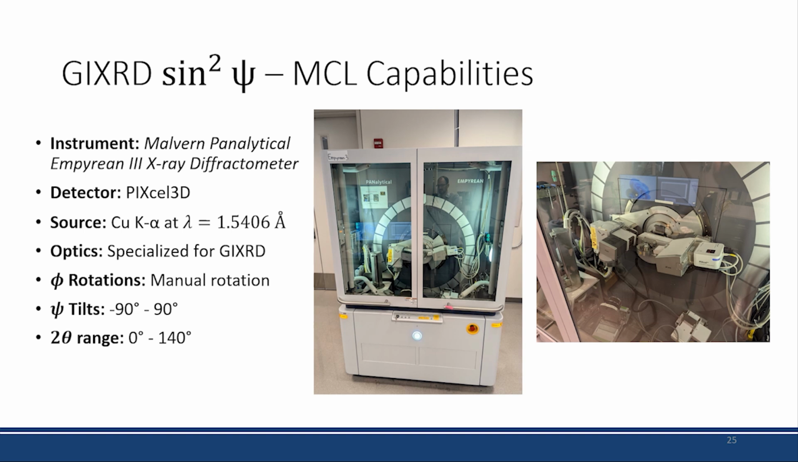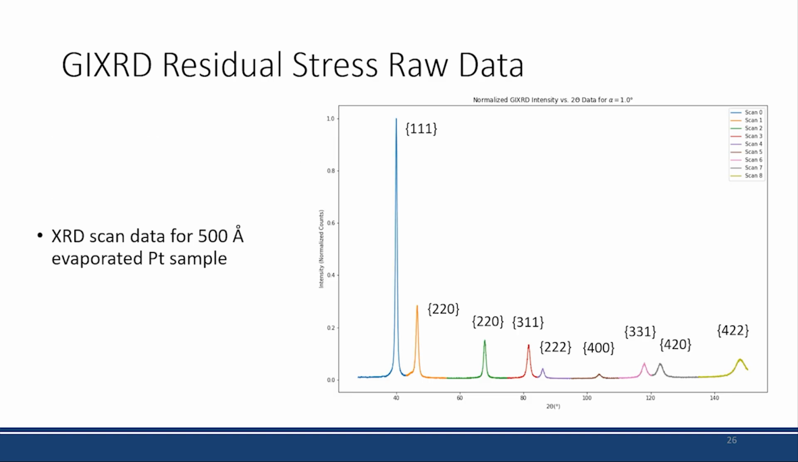And if you look at this picture on the right, you can see it's pretty robust in terms of how far it can turn in 2 theta. I've taken this all the way pretty much to the max on this side, and it's a sight to see. So this is an example of the scan data you get.